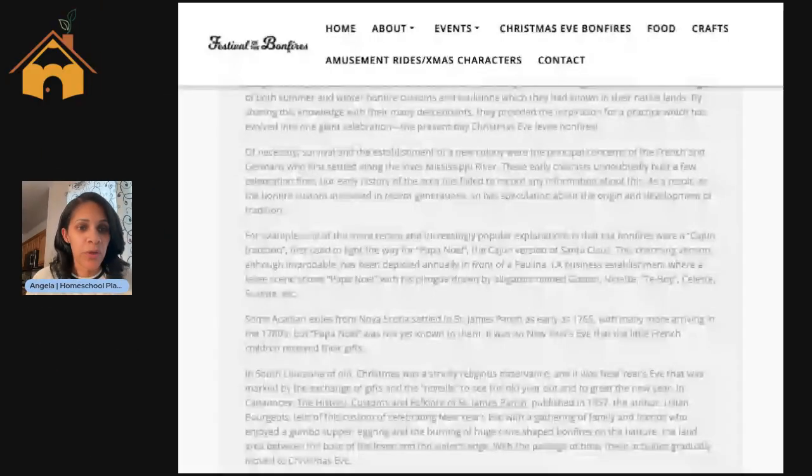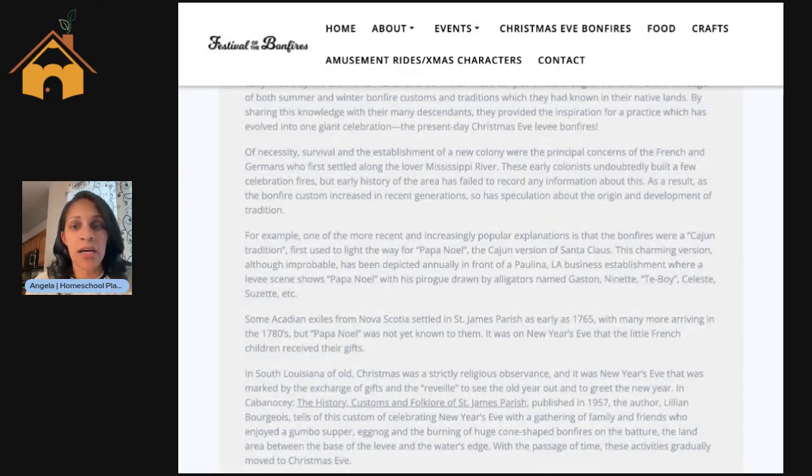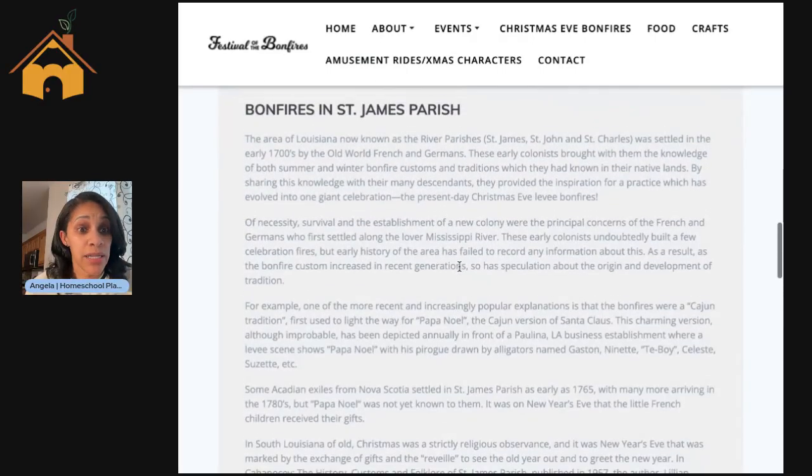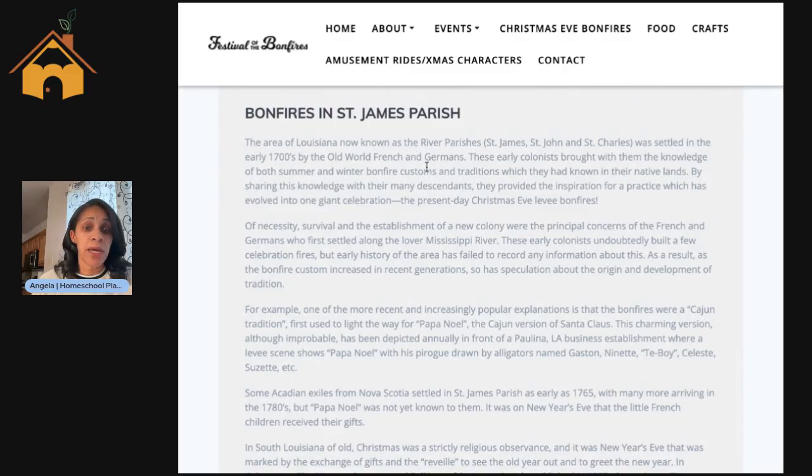All right, day 2. Now on day 2, let me go ahead and share with you. We are going to use an article from the Festival of Bonfire website. So I'm going to share with you what it looks like. Okay. So this is the article that we are going to use to teach our lesson. Bonfires in St. James Parish. Well, I'm going to go through what it actually consists of.